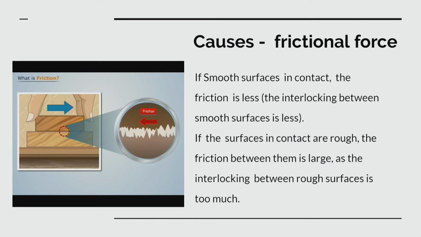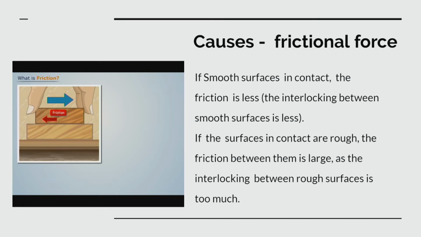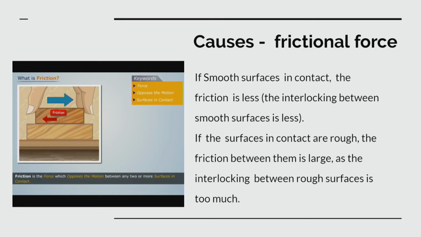and its magnitude depends on the degree of irregularities on the surfaces in contact, while its direction is always opposite to the direction of motion. Thus, friction is defined as the force which opposes the motion between any two or more surfaces in contact.